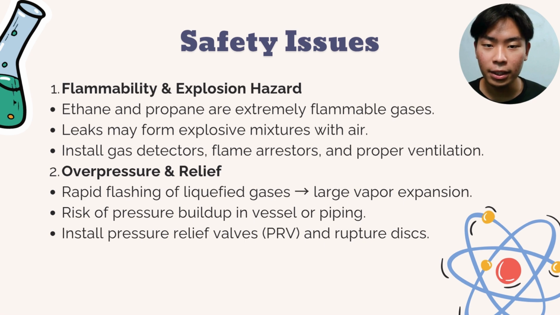Okay, so these are the safety issues when we are designing the ethane and propane flash distillation. The first one is the flammability and explosion hazard, because they are extremely flammable gases and leaks may form explosive mixtures with the air. In order to address this, we should install gas detectors, flame arresters, and proper ventilation. The second safety issue is overpressure and release. For rapid flashing of liquefied gases, there is large vapor expansion, and also a risk of pressure buildup in vessels or piping. Lastly, we should install pressure relief valves such as a PRV and rupture discs.